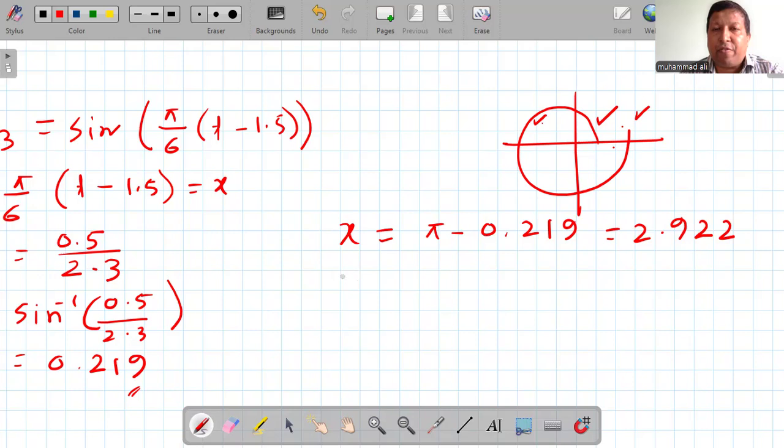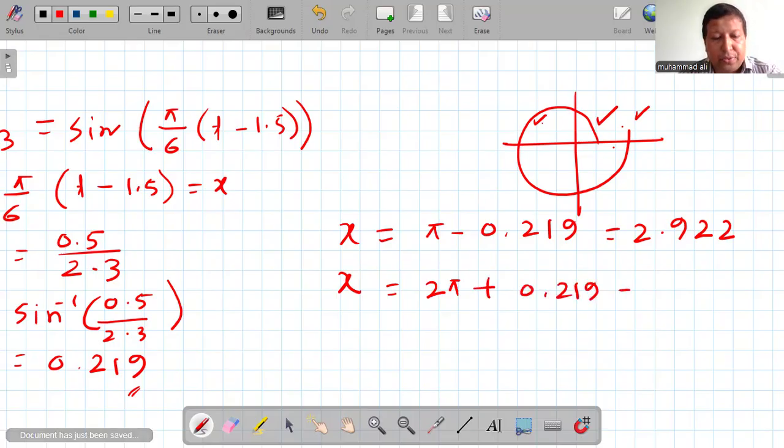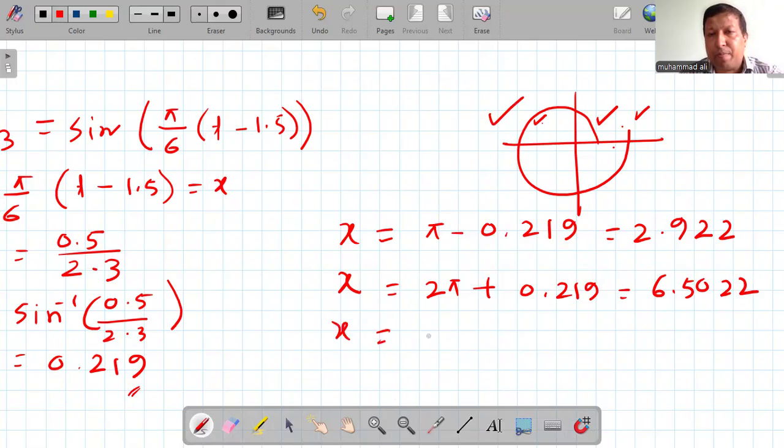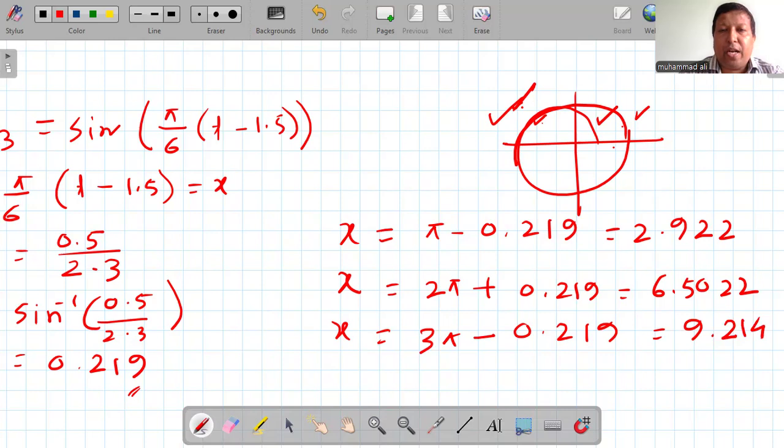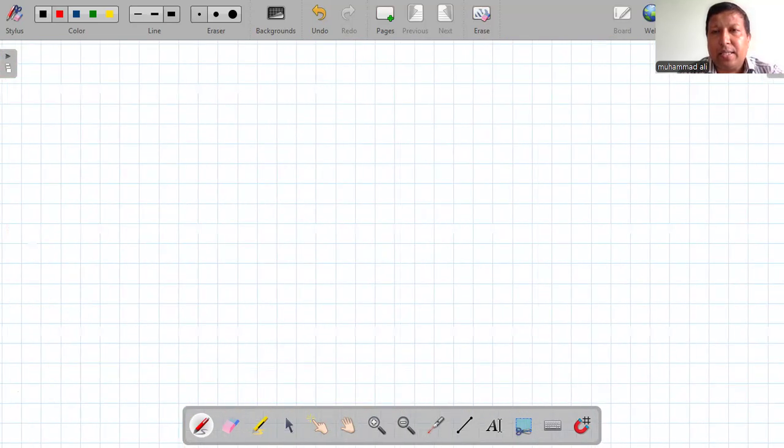So you get the result 2.922. As we found, in 24 hours there are two complete revolutions. So 2 pi plus 0.219 will be 6.5022. And again, in the second quadrant, x equals 2 pi plus pi, which is 3 pi, 3 pi minus 0.219. We'll get here 9.214.